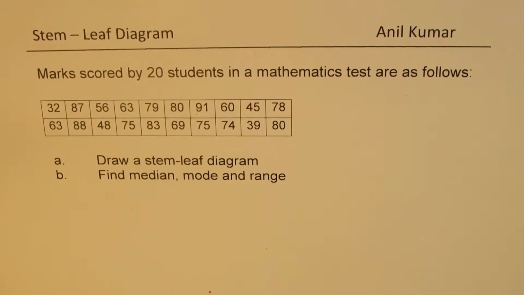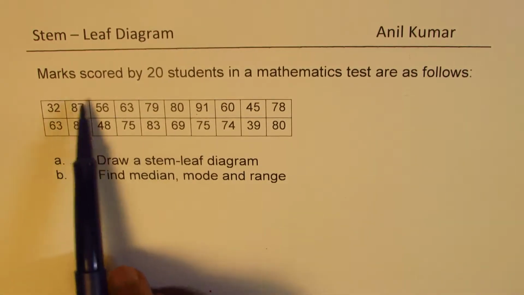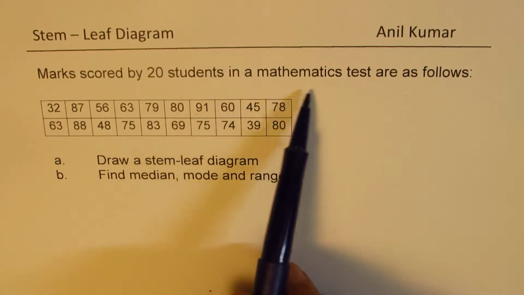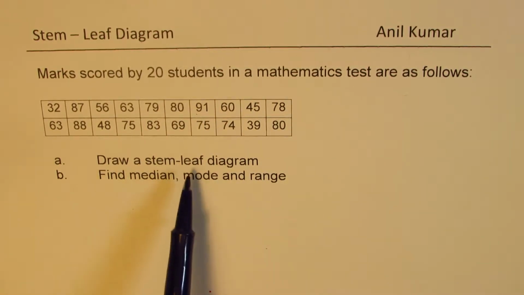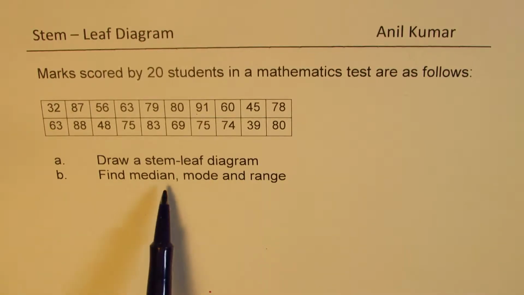Here is an example. Using a stem and leaf diagram, we are going to represent the given information. The question here is, marks scored by 20 students in a mathematics test are as follows. Draw a stem and leaf diagram. Find median, mode, and range.